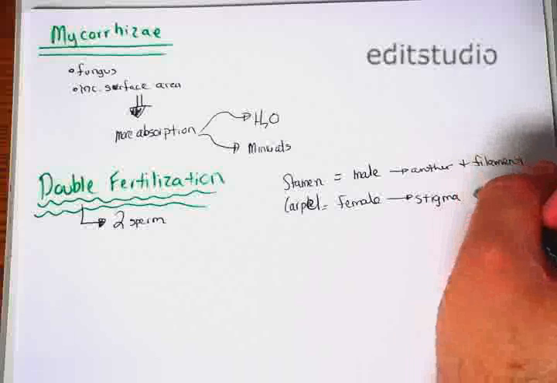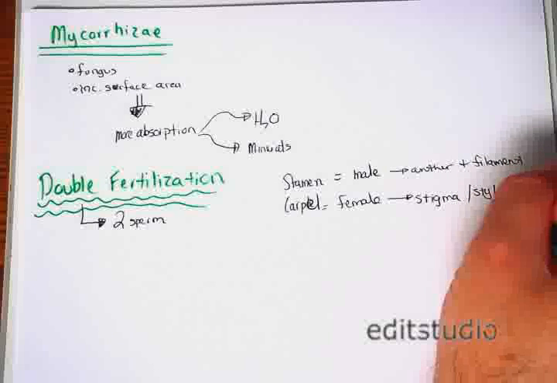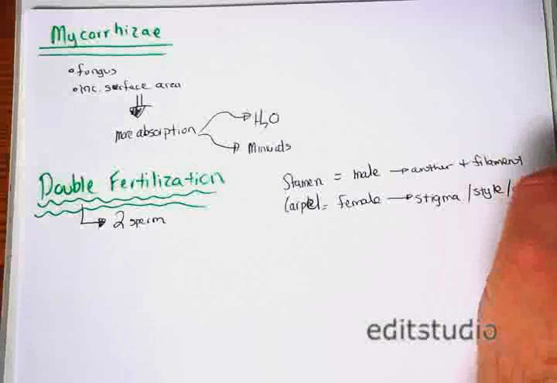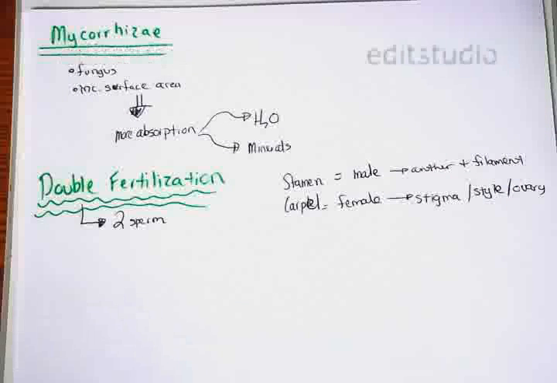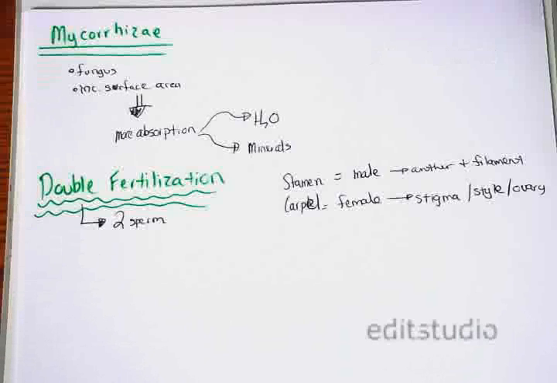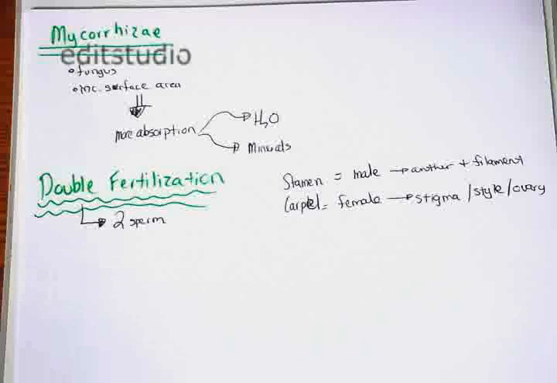The stigma. What else? The style. The ovary. Perfect. Which one of these is developing into the fruit? The ovary, right? The actual encasing of the ovary is what encases the fruit it's developed into. Basically. Fertilized polar nuclei of the ovary.